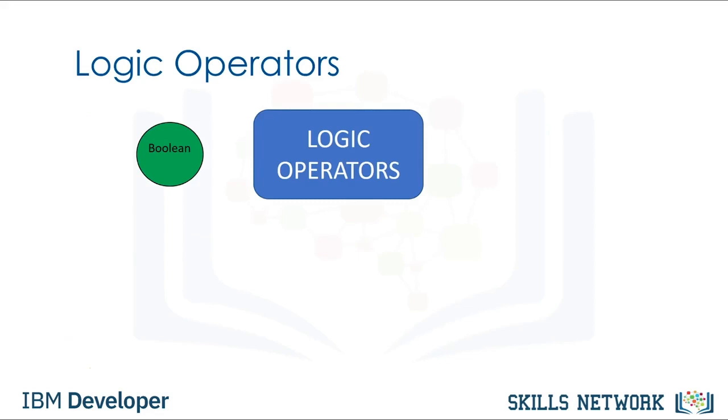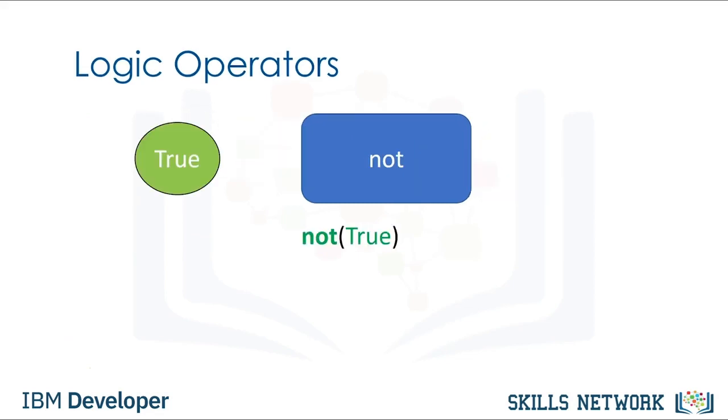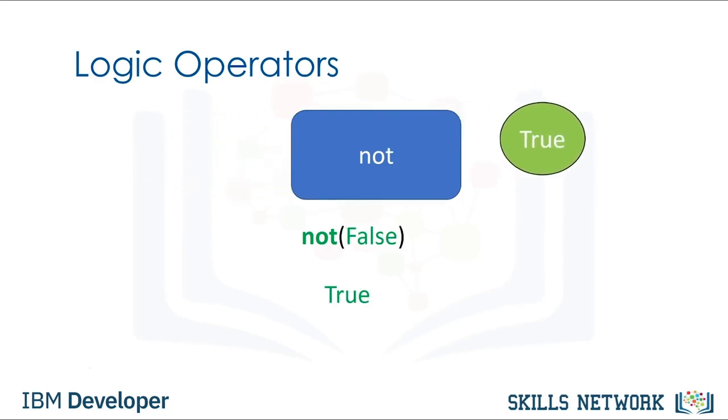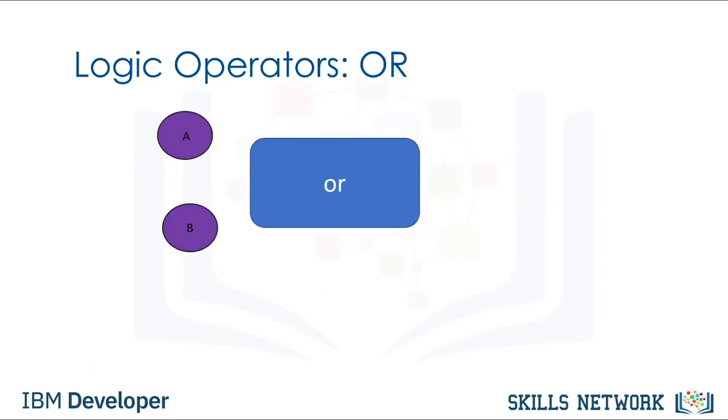Logic operations take Boolean values and produce different Boolean values. The first operation is the not operator. If the input is true, the result is a false. Similarly, if the input is false, the result is a true. Let A and B represent Boolean variables. The OR operator takes in the two values and produces a new Boolean value.